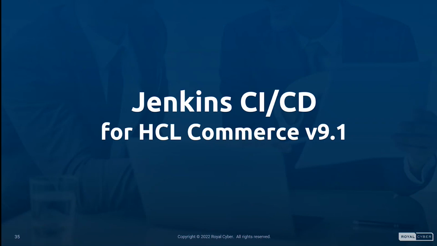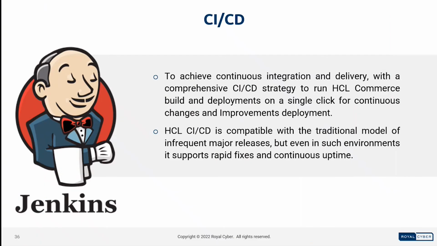Now we have Jenkins CI/CD for HCL Commerce version 9.1. The HCL Commerce V9 continuous integration and delivery pipeline combines containerization, cloud service integration, and extensive customization since it uses loosely coupled open source tools. So the pipeline is highly flexible and customizable. When we are looking for our HCL Commerce build and deployment on a single click for continuous changes and improvements, then we have a CI/CD tool.